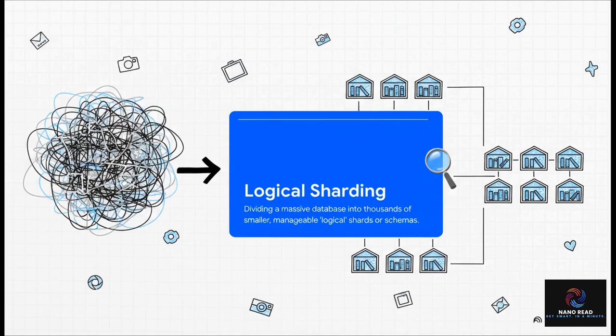Instead, they use this really clever system called logical sharding. The best way to think about it is this. Instead of one giant, chaotic library, they divide all the books, or in this case, posts, into thousands of smaller, neatly organized rooms. It's what makes the whole thing manageable, and more importantly, easy to scale up.